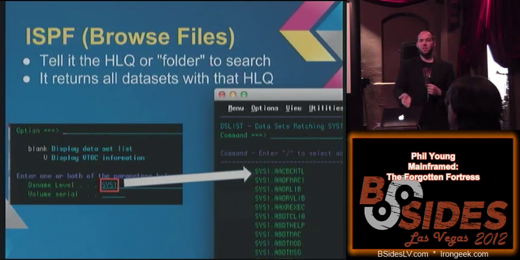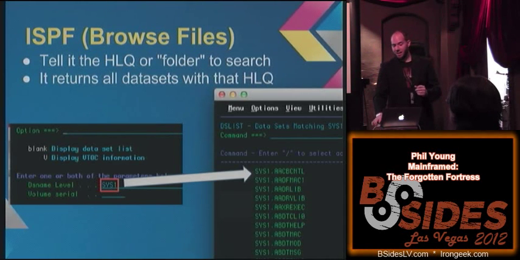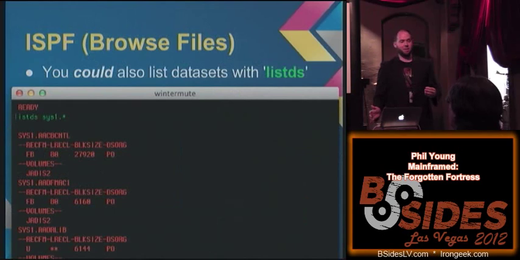All I did was put in sys1 as my high-level qualifier, or the root folder I was interested in. And then you hit enter, and it gives you a list on the right of all those data sets that begin with that high-level qualifier. You can go down, and it takes wildcards and all that stuff. And you can see that listing is much better than this.